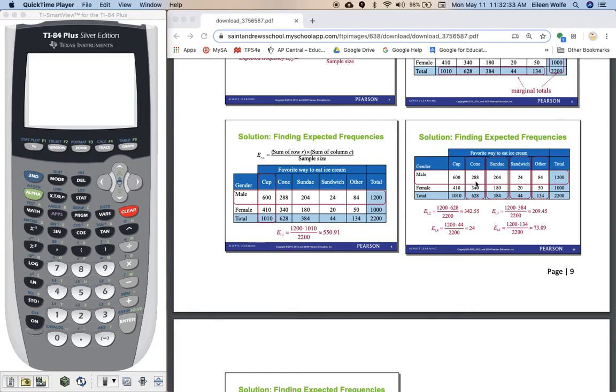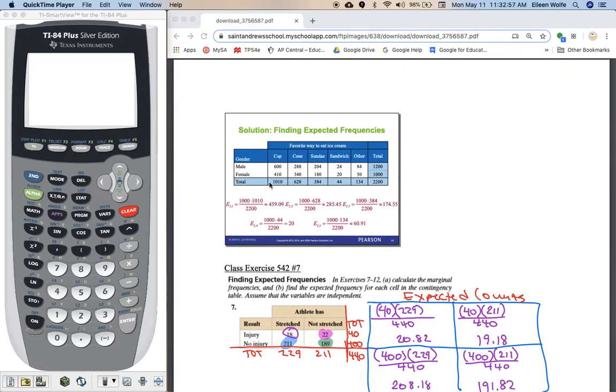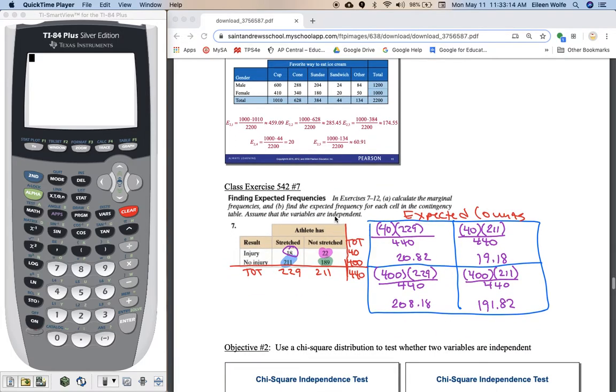Then you move over to this number 288. It's still in a row whose total is 1,200. It's in a column whose total is 628, sample size 2,200, and you get the expected frequency for the first row, second cell. Then the first row, third cell, first row, fourth cell, first row, fifth cell, and row 1's done. Top of page 10, we're going to do the same for row 2. So the females, where it says 410 for the observed, that's going to be row 2, column 1. So row 2, column 1, E21, row total 1,000, column total 1,010, sample size 2,200, etc. 10 expected frequencies to find.